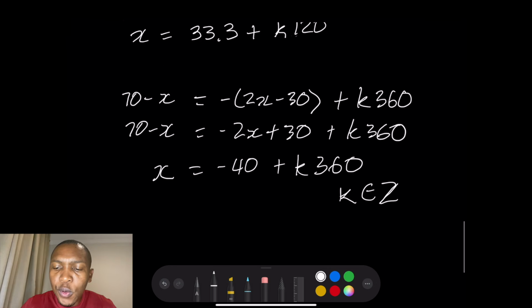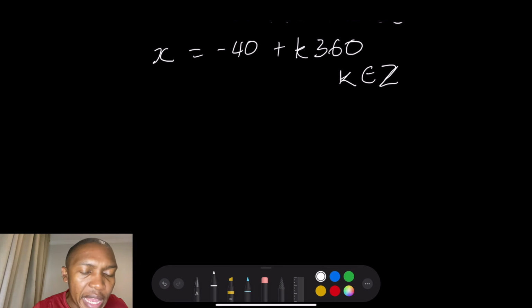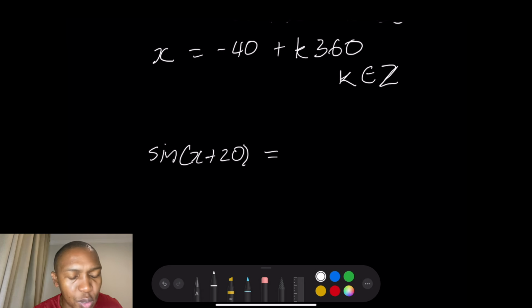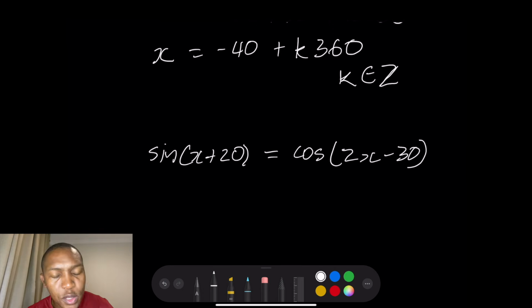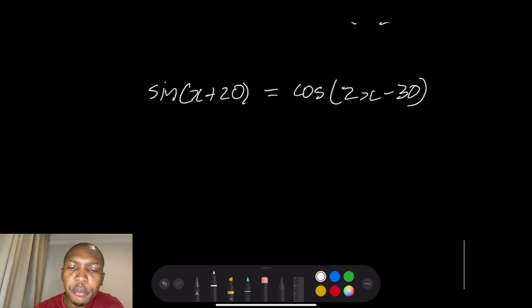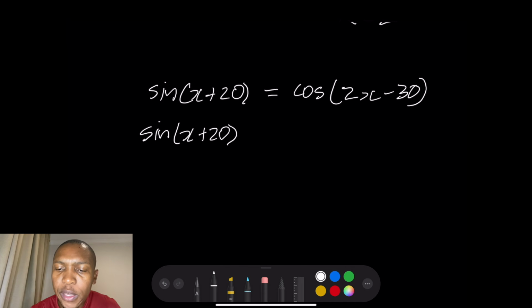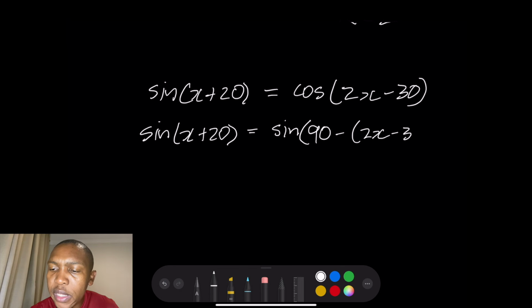Now, just for those of you who might have preferred to convert to sine, let me just quickly write it out. So this is sine of x plus 20, which was equal to the cos of 2x minus 30. What you could have done was to convert to sine both the ratios on the left hand and right hand side. So in this case, this would have been sine of 90 minus 2x minus 30. This is how you could have solved it.